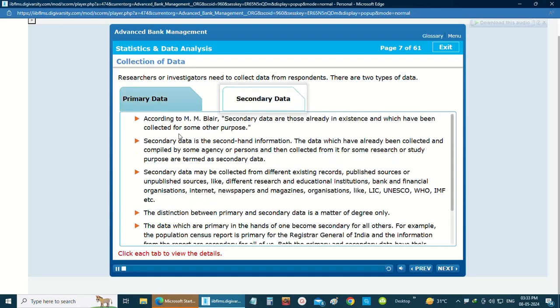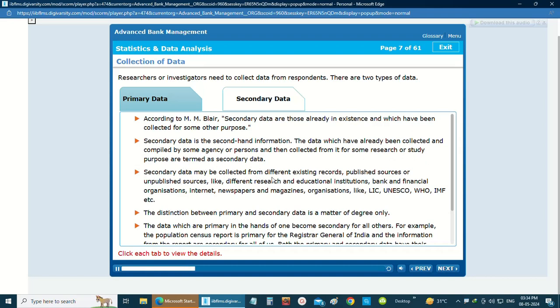Secondary data. According to M. Blair, secondary data are those already in existence, and which have been collected for some other purpose. Secondary data is second-hand information. The data, which have already been collected and compiled by some agency or persons, and then collected from it for some research or study purpose, are termed as secondary data.